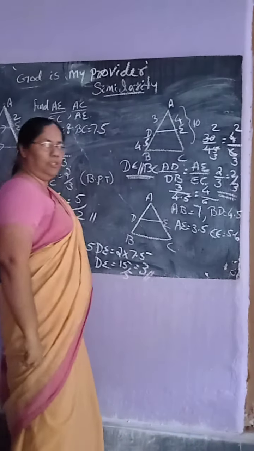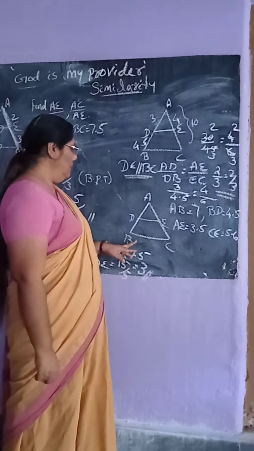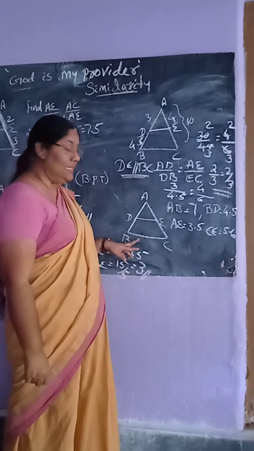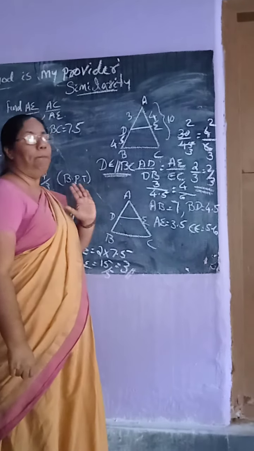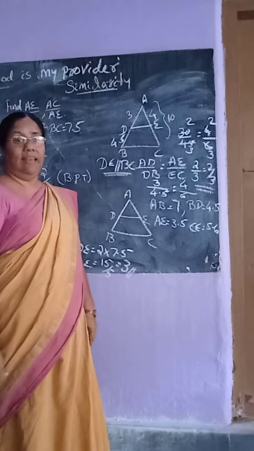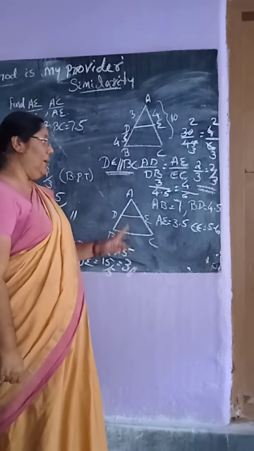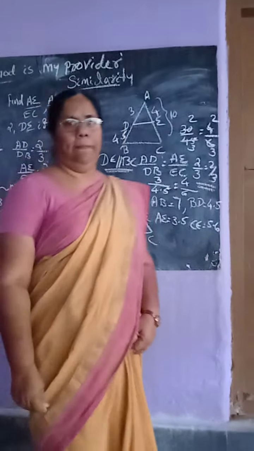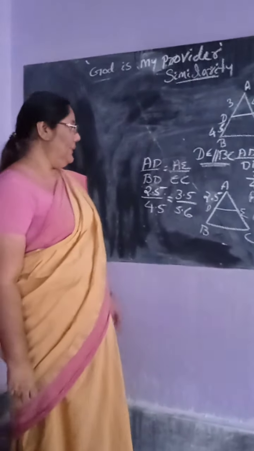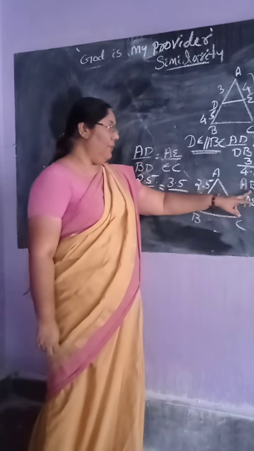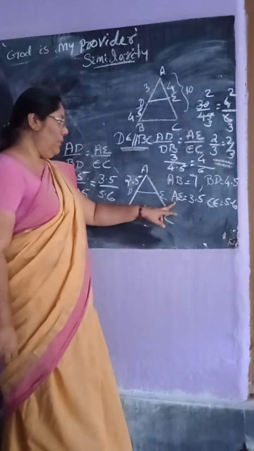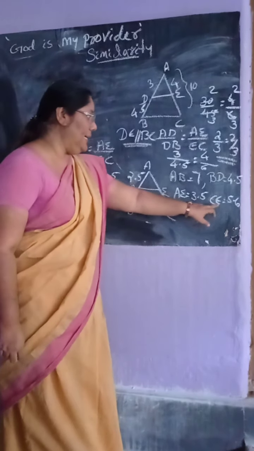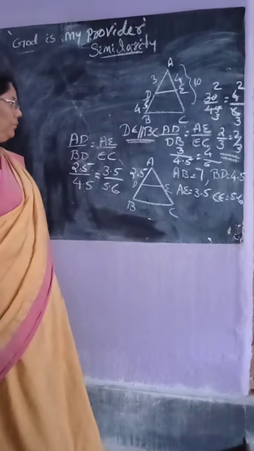Here also you have to check whether the lines BC and DE are parallel. Write the next question. Given AB 7, BD 4.5, AE 3.5 and EC 5.6.